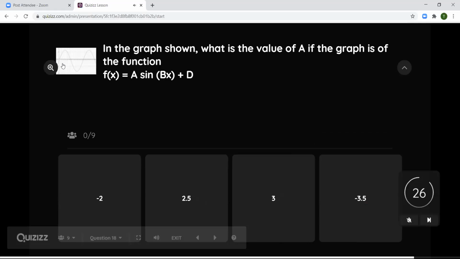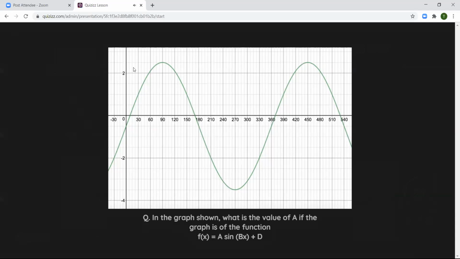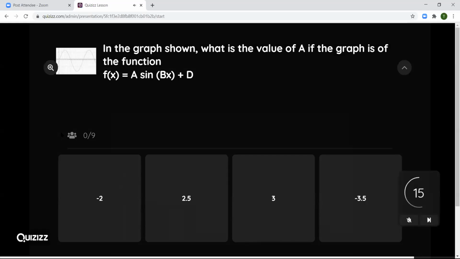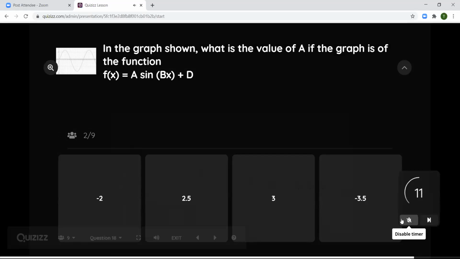In the graph, what is the value of A? A is your amplitude. Time's up.